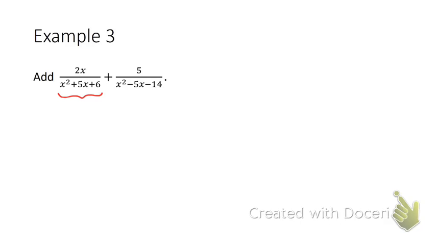Simple or alien? Simple. How do you know it's simple? Good. There's only a 1x squared. There's no other number in front of the x squared. All right. So remember, that means we're going to have our 2 sets of parentheses.